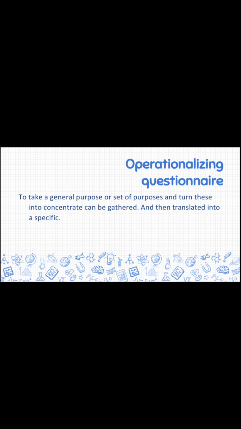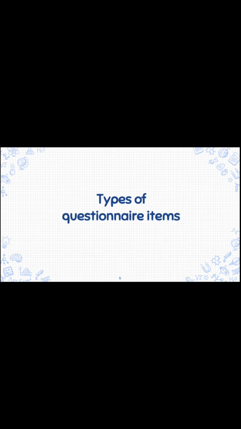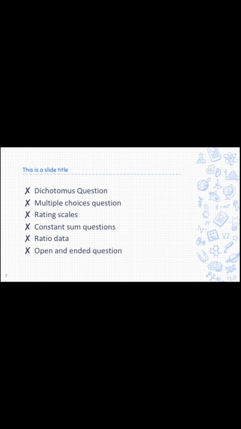Operationalizing the questionnaire: take a general purpose or set a purpose and turn this into concepts that can be gathered and then translated into specifics. Next, the types of questionnaire item. There are dichotomous questions, multiple choice questions, rating scales, constant sum questions, ratio data, and open-ended questions.